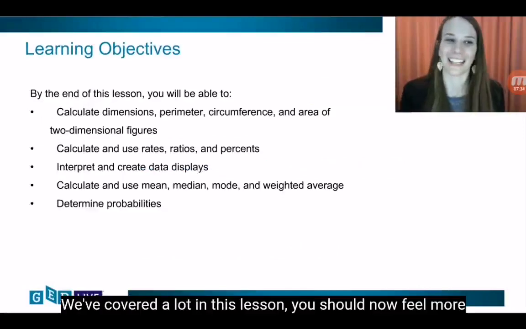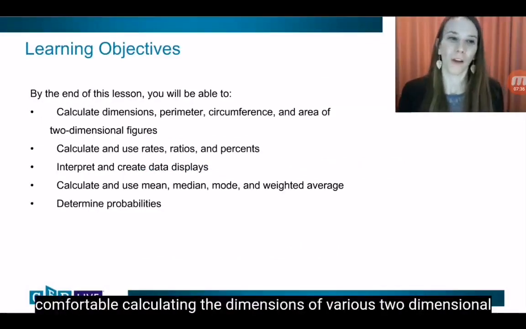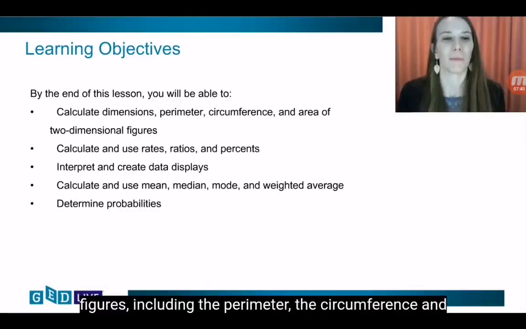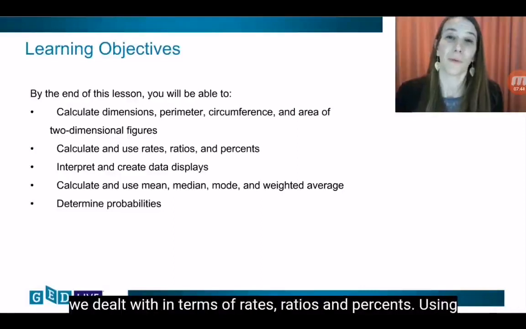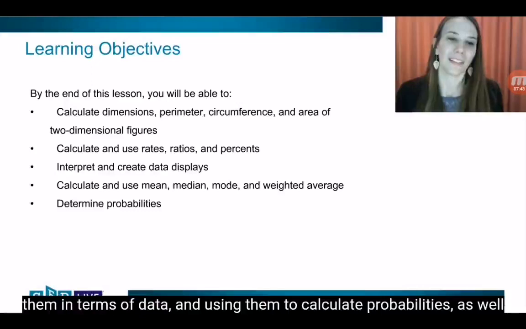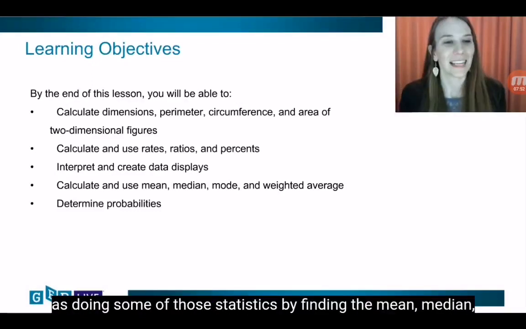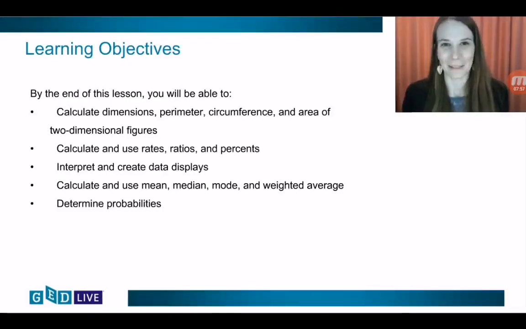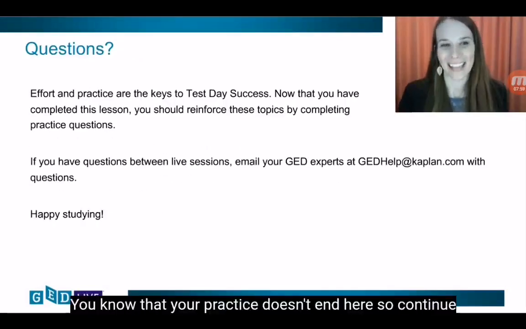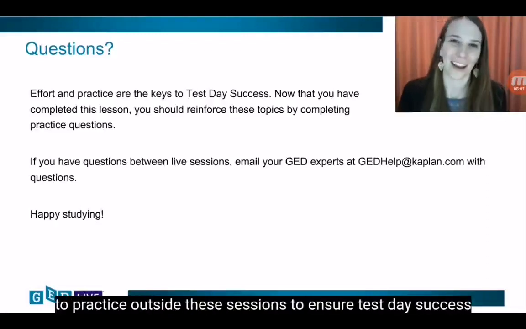We have covered a lot in this lesson. You should now feel more comfortable calculating the dimensions of various 2-dimensional figures, including the perimeter, the circumference, and the area. You should now understand some of those concepts that we dealt with in terms of rates, ratios, and percents, using them in terms of data, using them to calculate probabilities, as well as doing some of those statistics by finding the mean, median, and mode of some of those data sets.